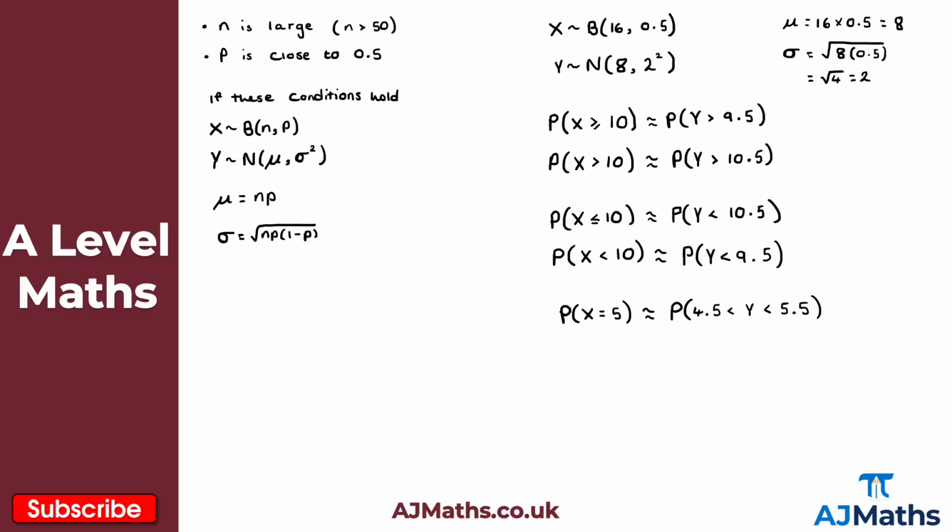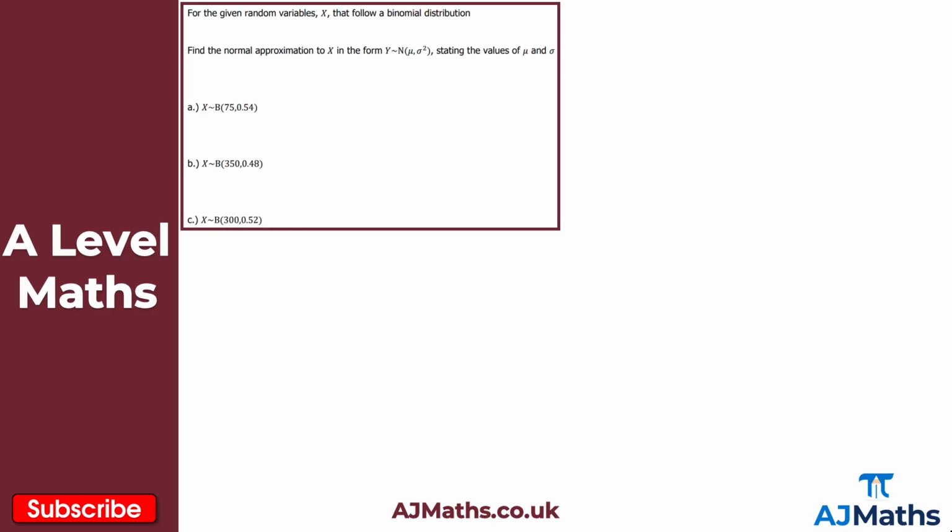What we're going to do now is take a look at a couple of practice questions for approximating a binomial distribution. Starting off with question 1 then, where it says for the given random variables x that follow a binomial distribution, find the normal approximation to x in this form here, stating the values of mu and sigma. So we start then with part A.